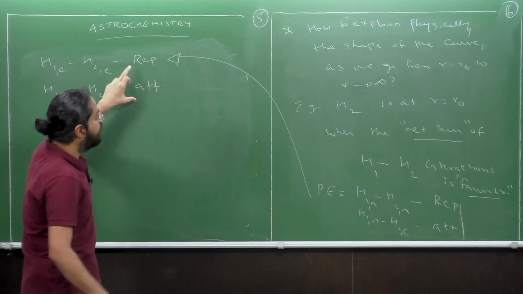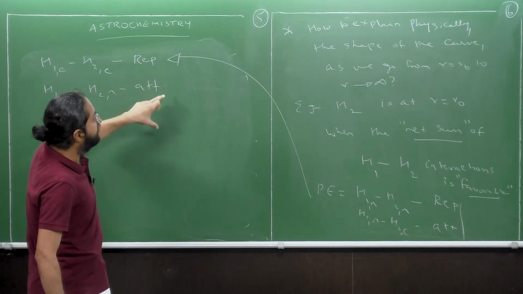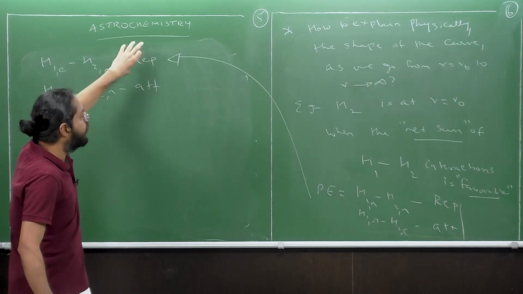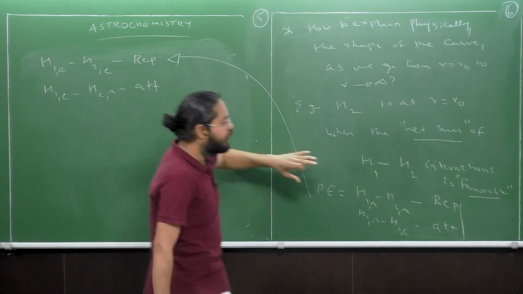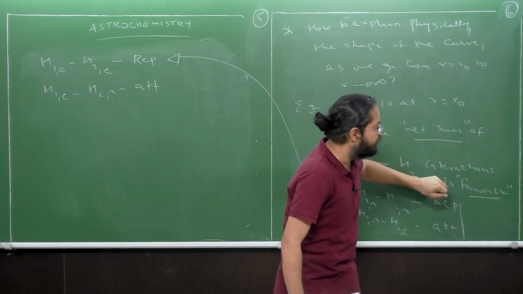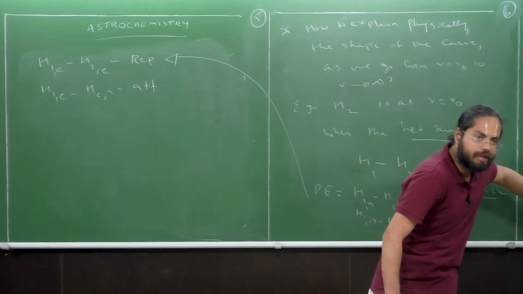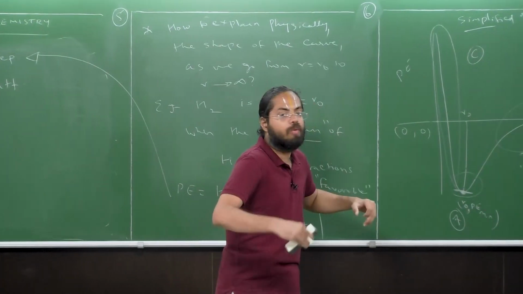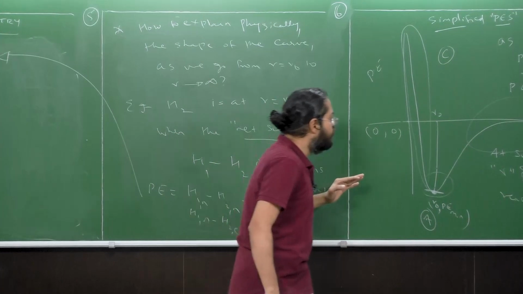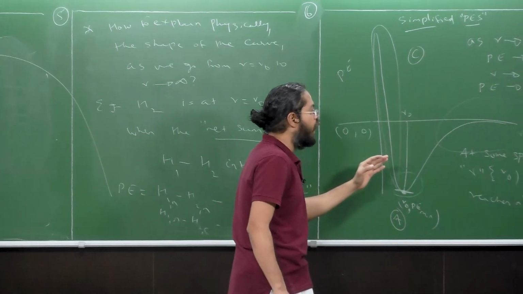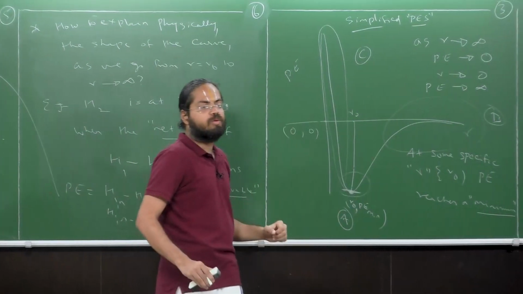So the net sum: when the net attractive forces overcome the repulsive forces, we call the situation favorable to chemical bonding, and we're going to be getting this minimum.